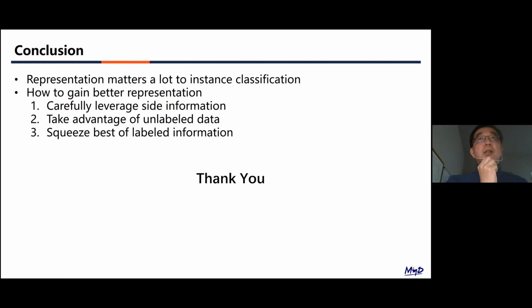Then finally is the labeled data. We used to rely on the labeling information to guide the learning of representation, but nowadays we see that simply utilizing the conventional wisdom of learning from the labeled data may not give you the best representation. We need to give careful thought to how to do that. Therefore, it's very important to do a careful job to squeeze the best out of label information.